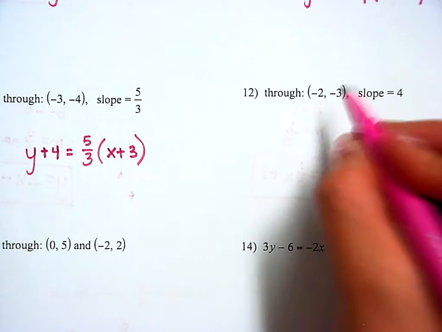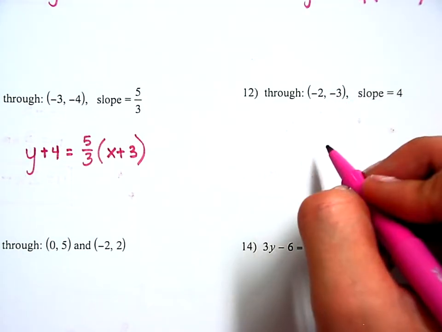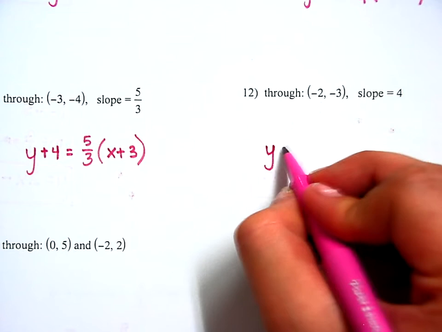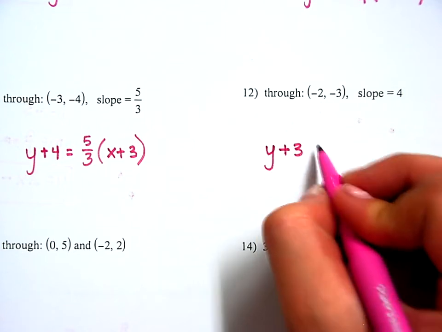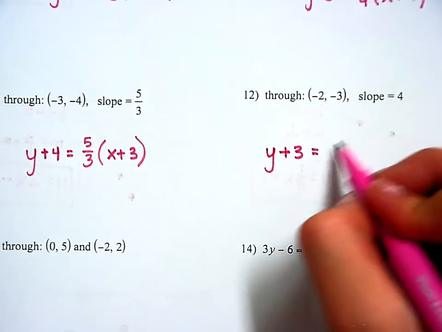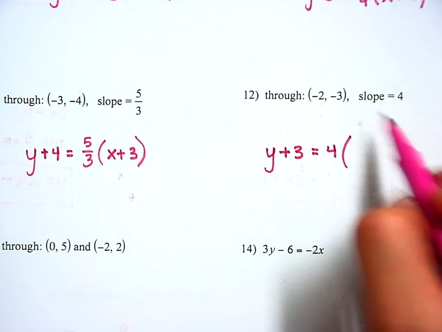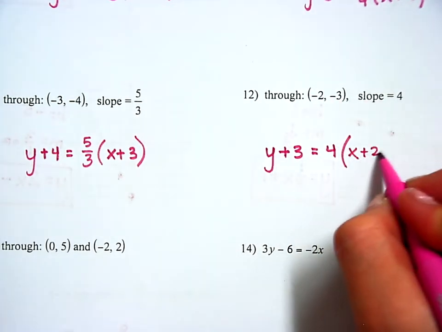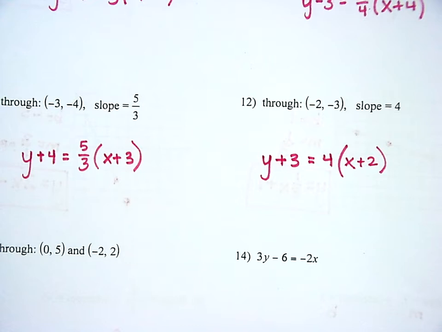All right, next one. Slope is 4. Our point is -2, -3. So again, let's write our formula. Y minus -3, so that's y plus 3, equals our slope, 4, and then in parentheses, x minus -2, so that's x plus 2. Just like that.